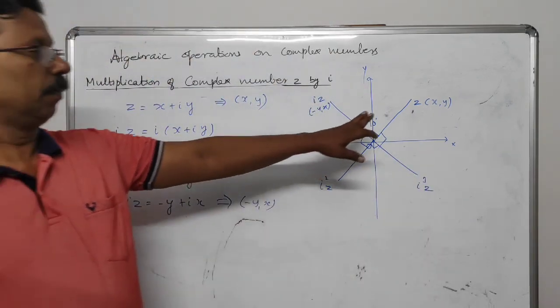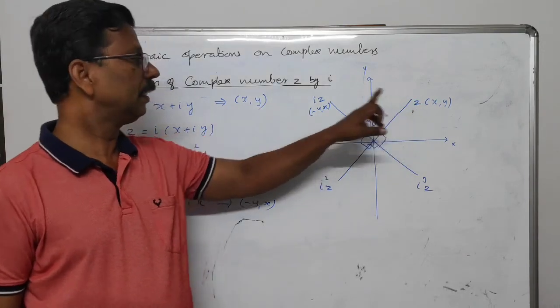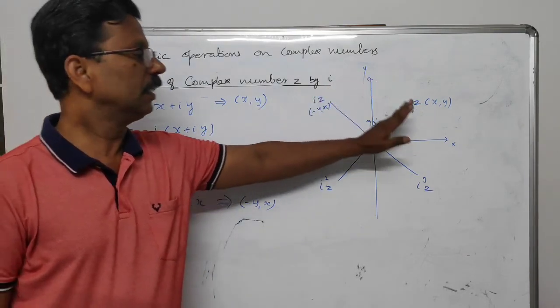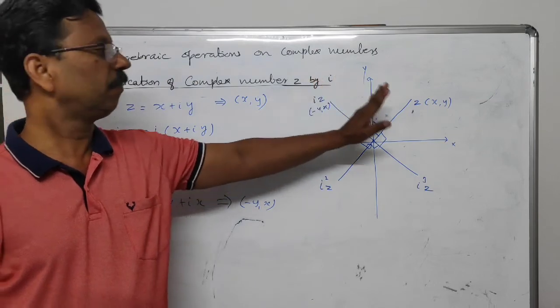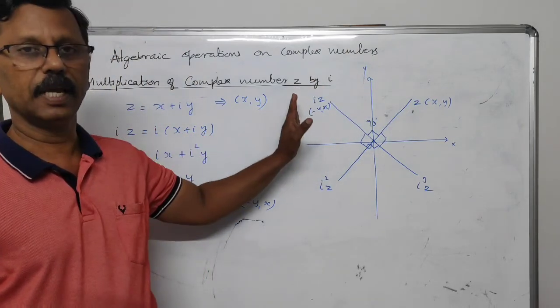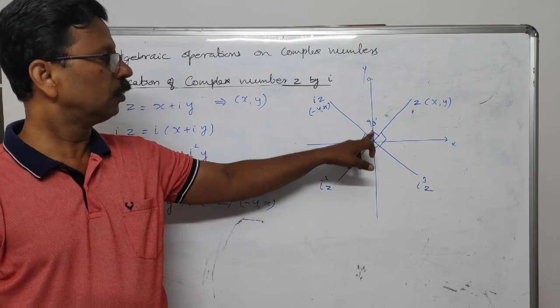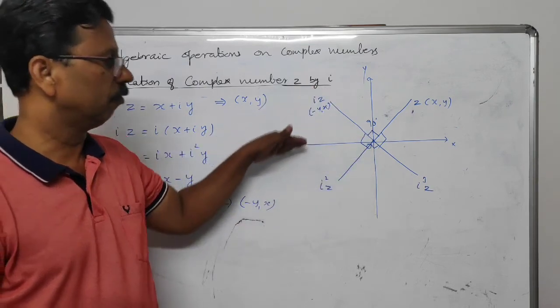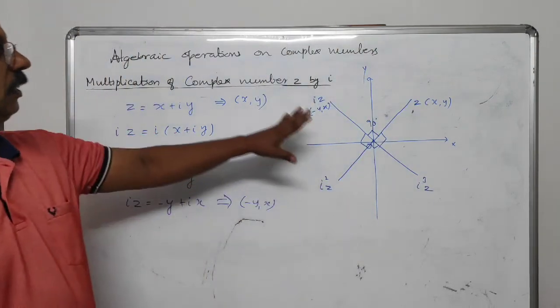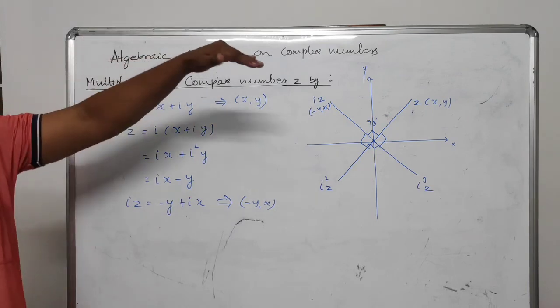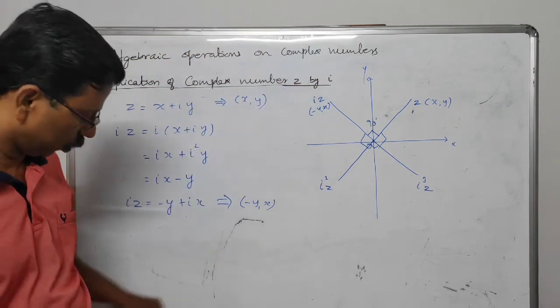Therefore multiplication of a complex number z by the imaginary i once is the rotation of z from one position to another position by an angle of 90 degrees through the origin. Every time it will be rotating like this. This is what multiplication of a complex number z by i does. This also you should remember.